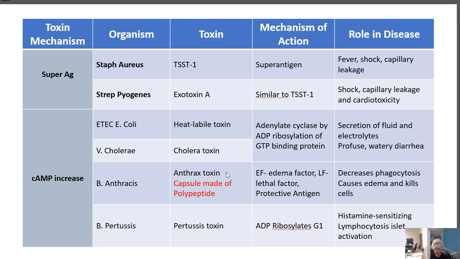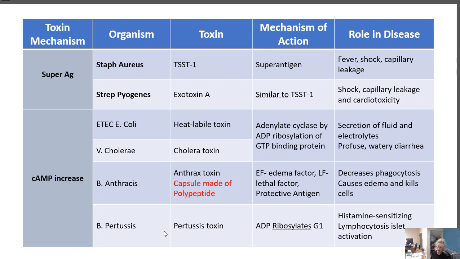Bacillus anthracis, or the anthrax toxin, it's a capsule made of a polypeptide. Edema factor, lethal factor and protective antigen is the mechanism of action that keeps anthracis in the body and very hard to kill. So the edema factor, it decreases phagocytosis and causes edema and kills the cells.